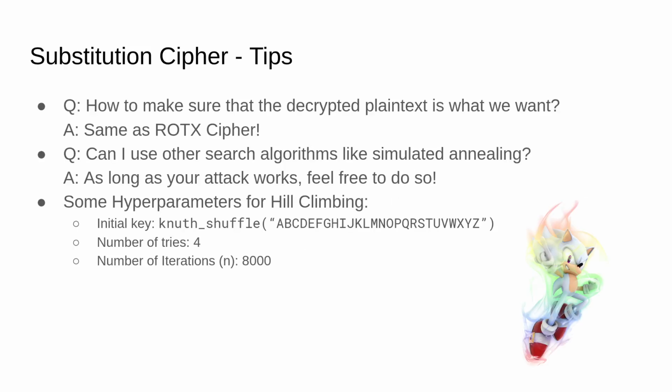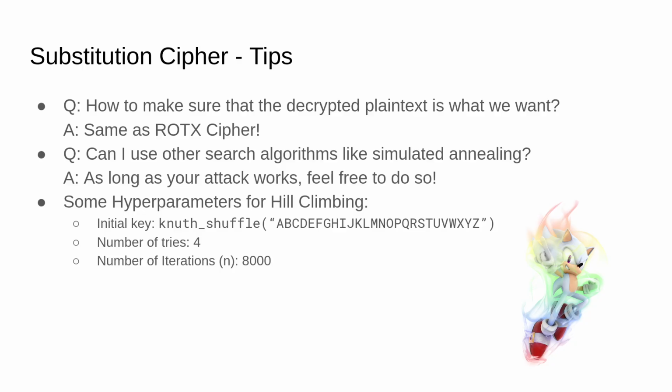Let's talk about some hyperparameter tuning. We can set the initial key to A, B, C, D, E, F, G, all the way to Z, and then perform knot shuffling. If you don't know what knot shuffling is, you can take a look at Wikipedia. It's pretty straightforward, only about 6 lines of code. Basically, just shuffle the text uniformly. And for the algorithm, the number of tries T, you can set it to 4.